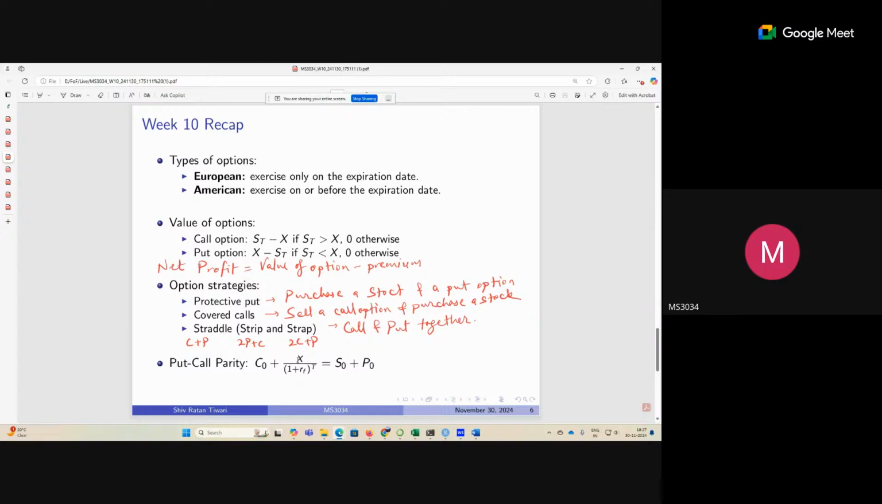So this is lending X amount, which gives X upon 1 plus RF to the power T in a later period. I think something like that, you can see the lectures. So this is the put-call parity. If you have information about a call option with T expiry date, X exercise price, and S stock price, then you can derive the value of the similar put option using this put-call parity condition.